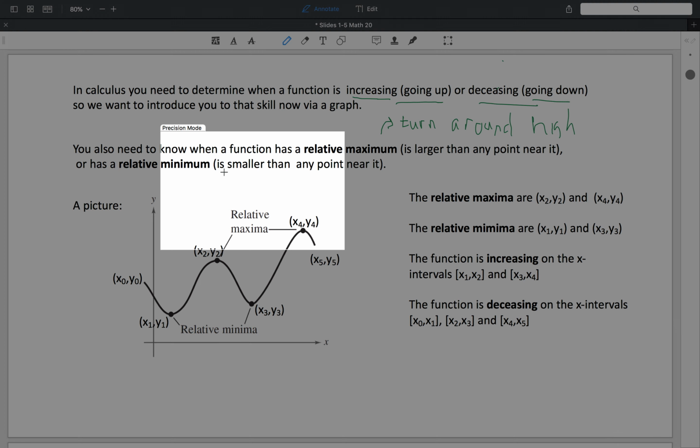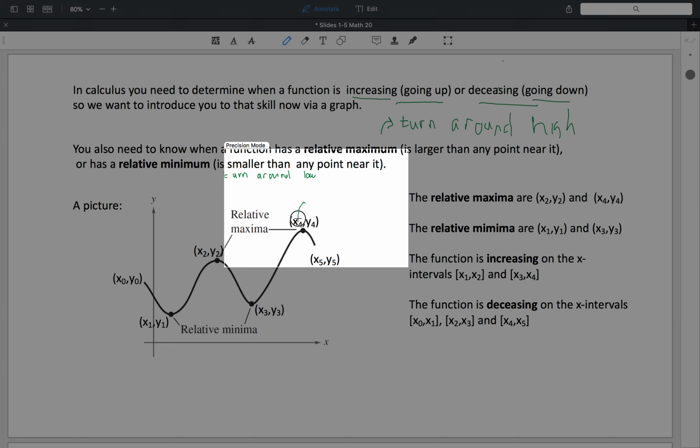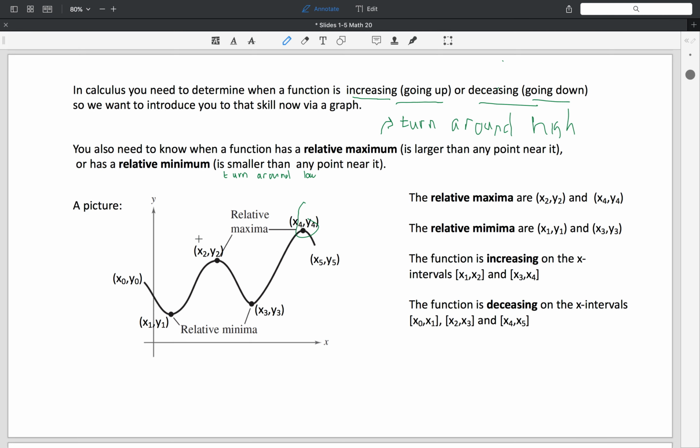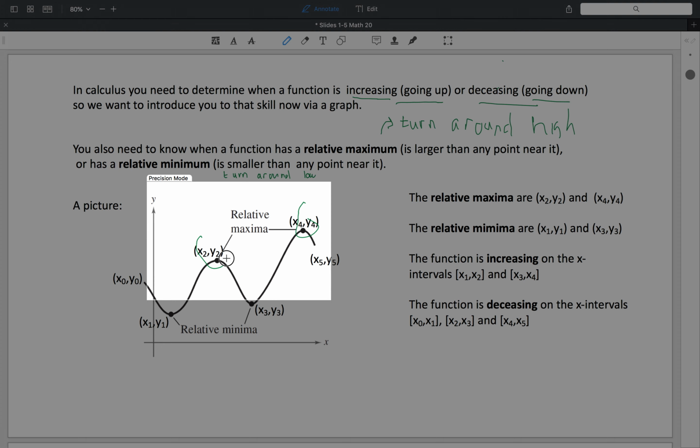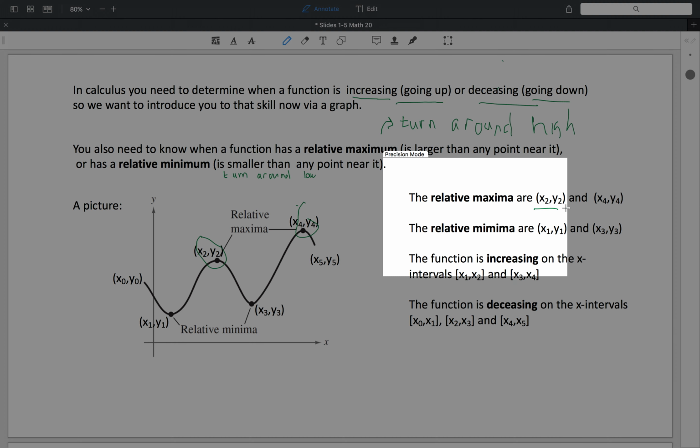And then here, this is going to be a turnaround that is small or low. That's going to be the smallest point where it turns around. Okay, so let's look at this. The relative maxima are here. That's a high point. It's where the graph turns around. And here is another place where the graph turns around high. So these are the two maxima, x2, y2, and then over here, x4, y4.